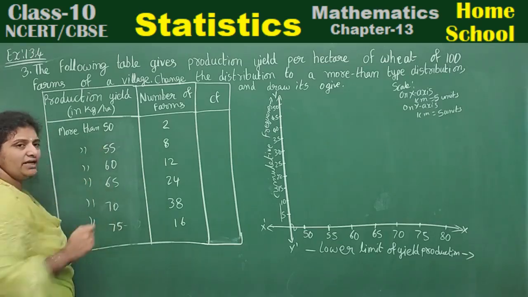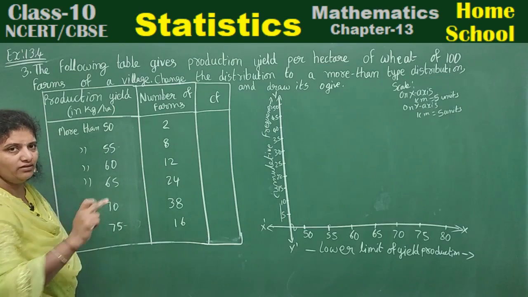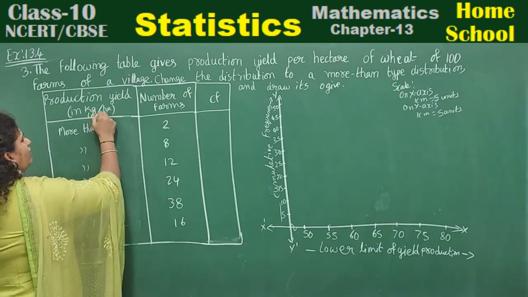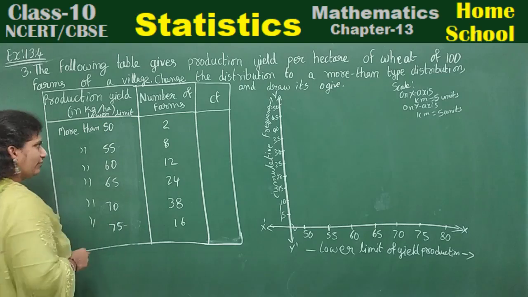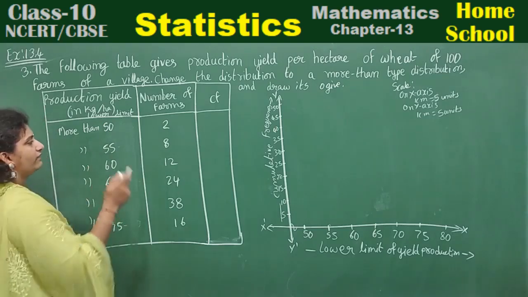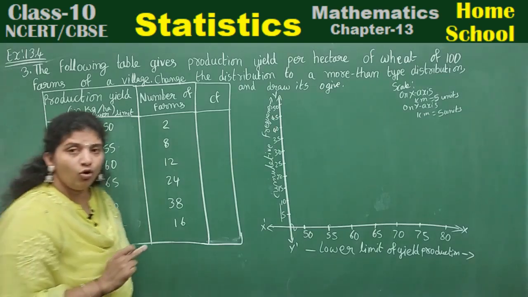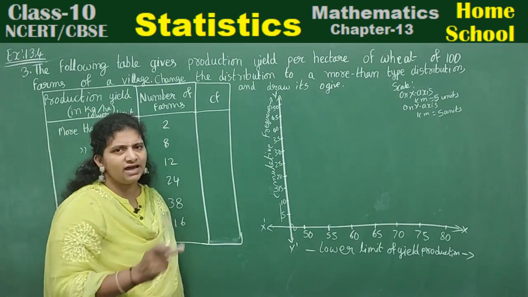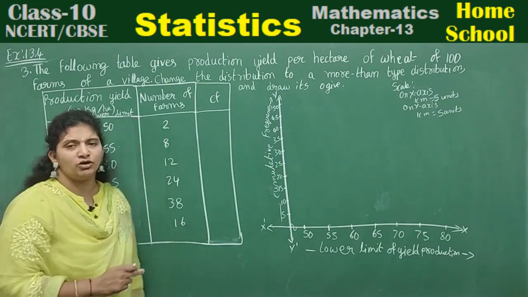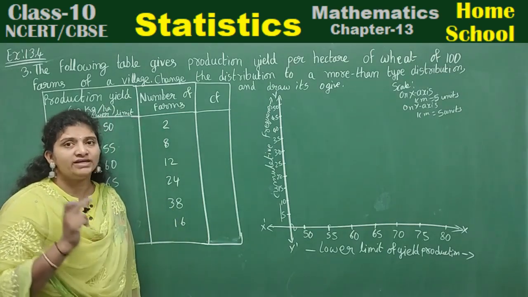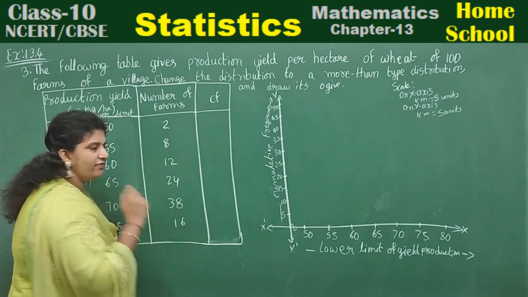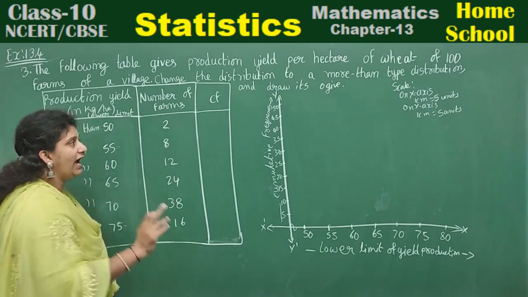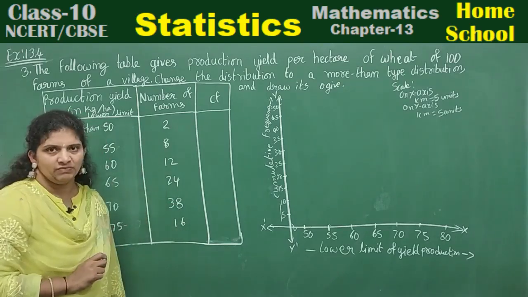And which limit am I using? Lower limit, right? You can write here lower limits. Now, this is a more than type. In less than type, normally you can add up cumulative frequency. When it is more than type, don't start now. Just add the frequencies. Before adding, you need to observe here.